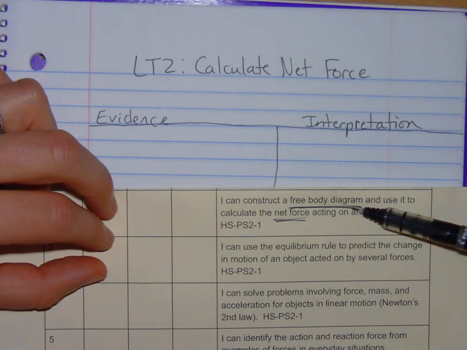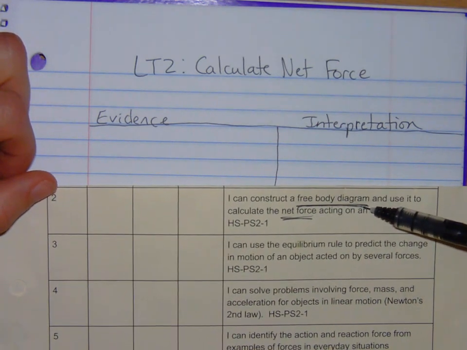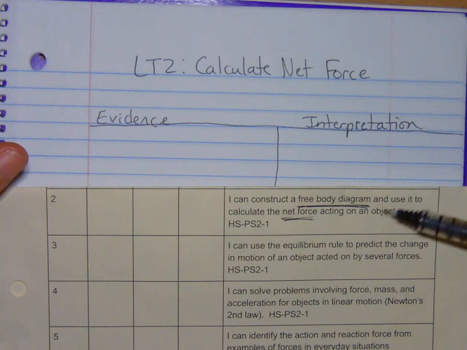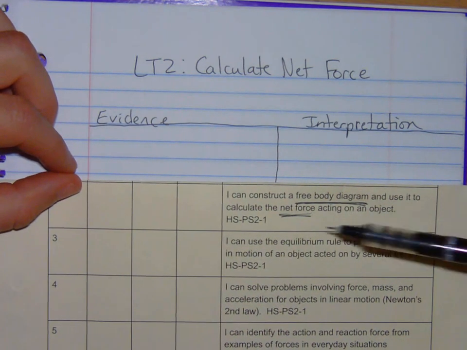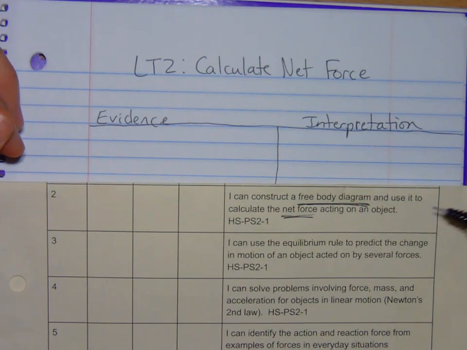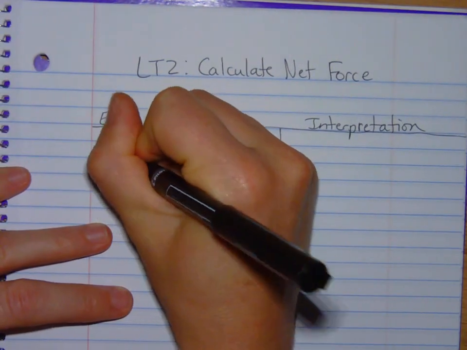I can see I have a couple things underlined here, and the first one is the free body diagram. You probably are not familiar with that, but it's a representation that we use to figure out how many forces are acting on something. And then this idea of net force. All right, so there's a couple things here. And we're going to get right to it, and we're actually going to start with the definition of net force.